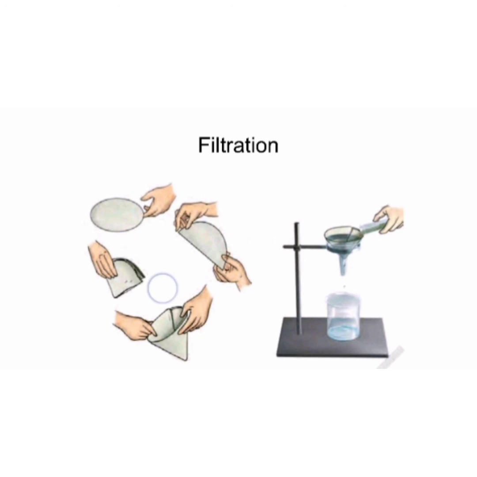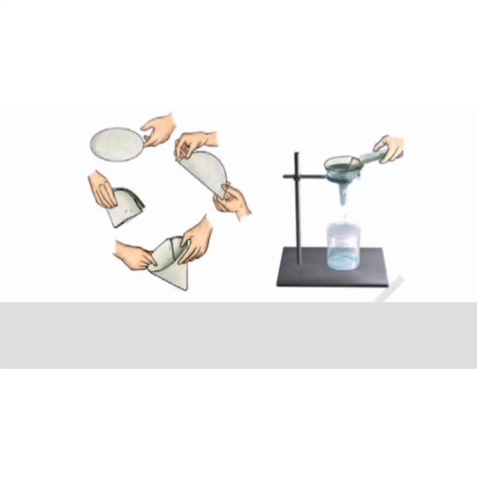This figure shows the steps involved in the preparation of filter paper. The filter paper is folded in the form of a cone like this, and the mixture is then poured on the filter paper. The solid particles in the mixture do not pass through the filter paper. They remain on the filter paper. Only the liquid passes through it, so we can get clear water.